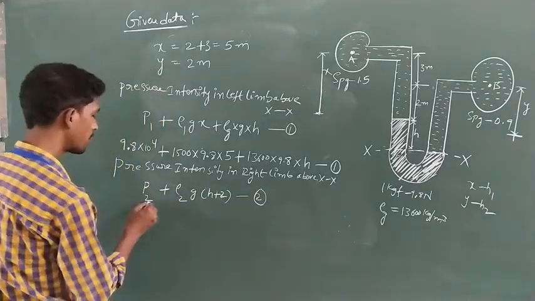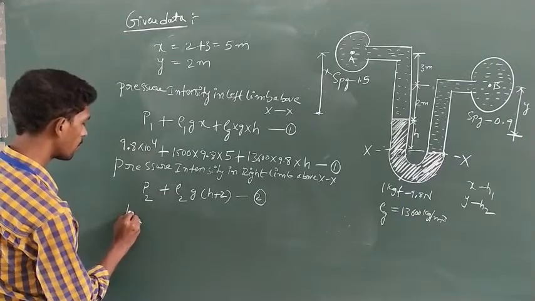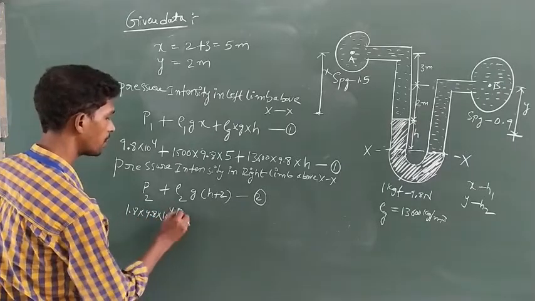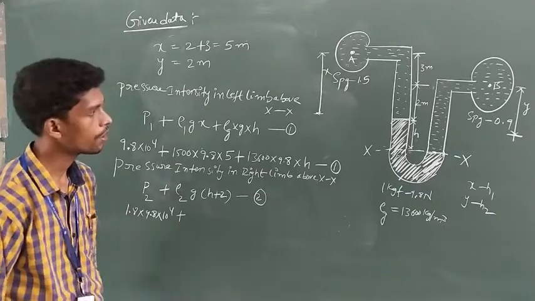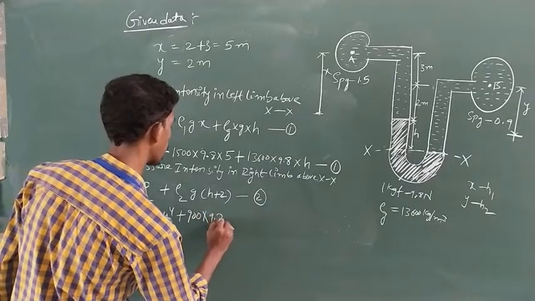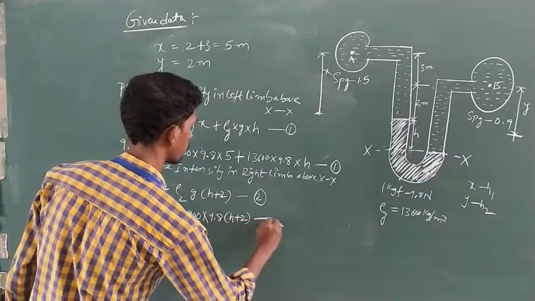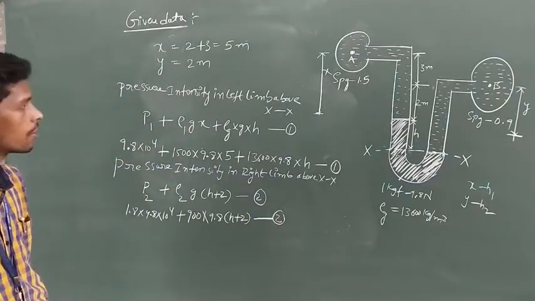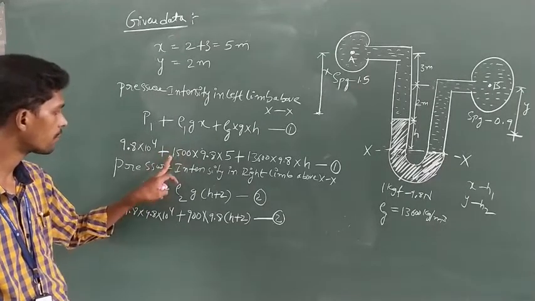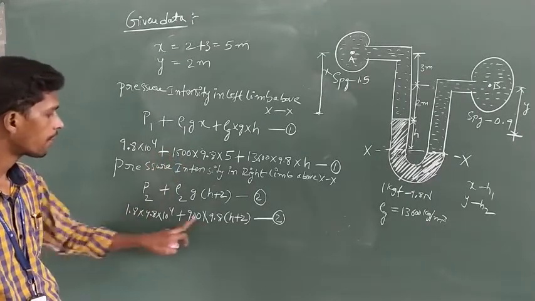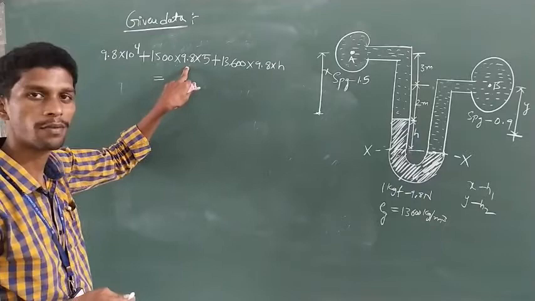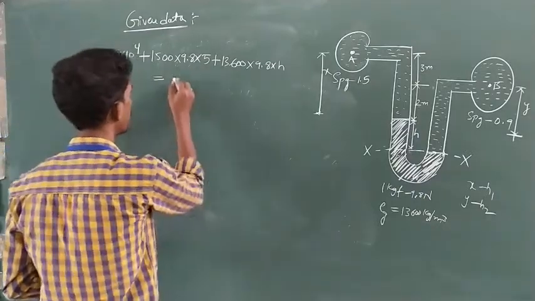Okay, so substitute the values here. It is P2 value 1.8 into 9.8 into 10 power 4 plus what is rho 2? Density of fluid 2. It is 900 into 9.8 into h plus 2. So it is the equation number 2. Now equate the pressure intensity in the left limb with the right limb. Equate these two equations. We will get the value of h. This is the equation which represents the pressure intensity in the left limb, and equate with the right limb also.